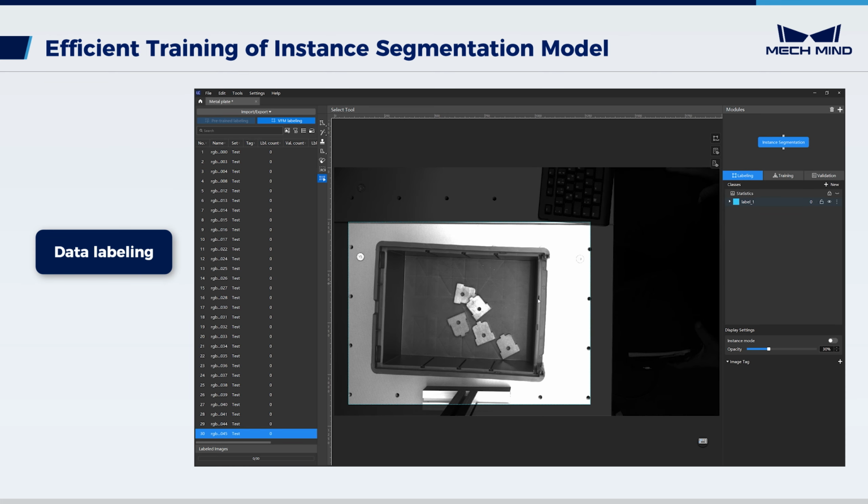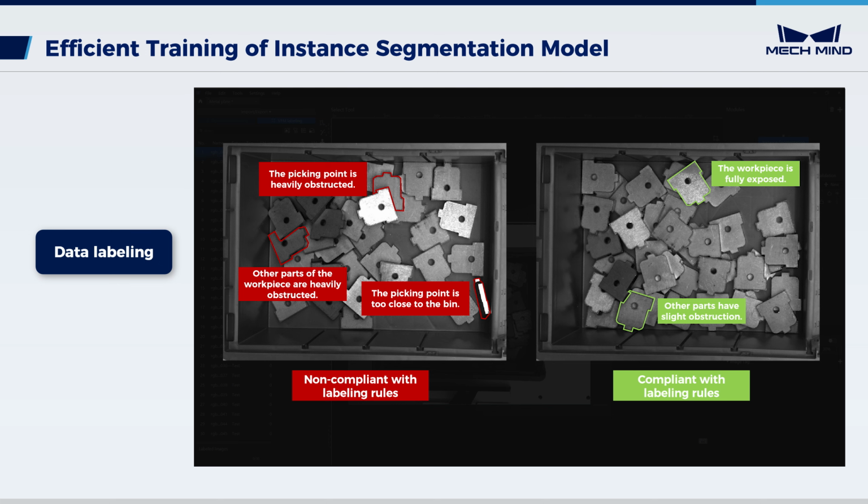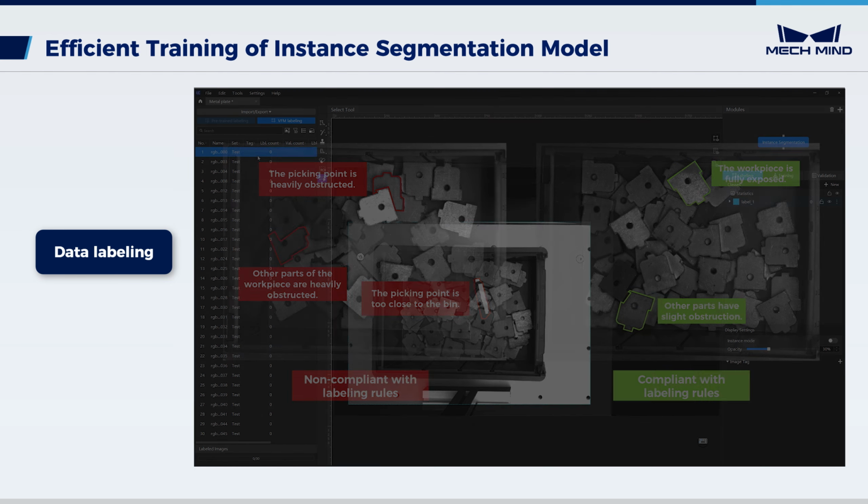Next, let's proceed with data labeling. Based on the project requirements, establish unified labeling rules. In this scenario, only the topmost exposed workpieces need to be labeled. The picking center and other parts of the workpiece should not be heavily occluded, and the pick point should not be too close to the bin wall.